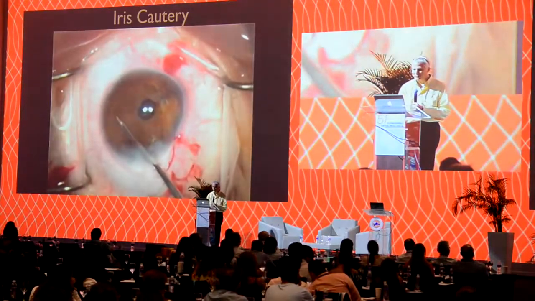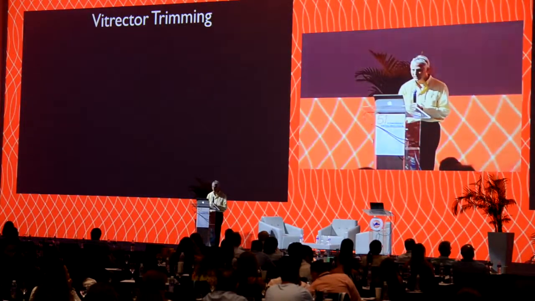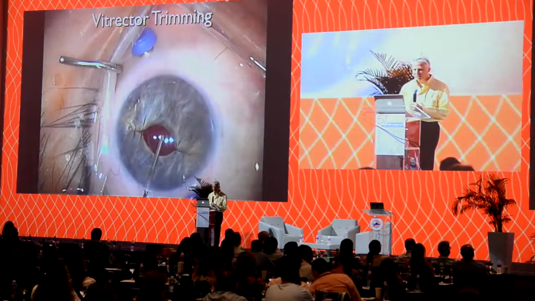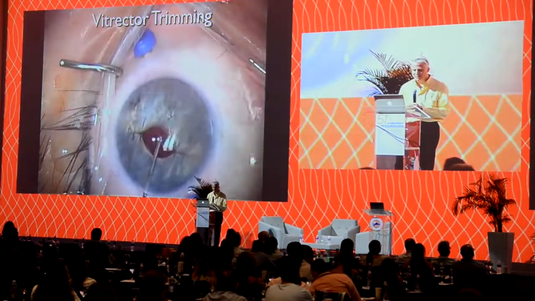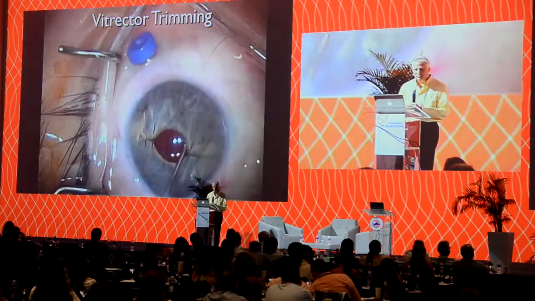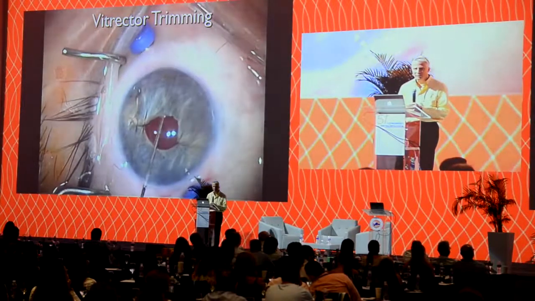Iris cautery is a wonderful technique. Ike has showed this really well, so I'm not going to spend any time duplicating that. Vitrector trimming, he briefly touched upon, but it's really important. Small gauge vitrector, this is a 27. This is a complex eye done in combination with my vitreoretinal colleagues, and we're just reshaping the iris using this 27 gauge cutter, and it's very seductive.